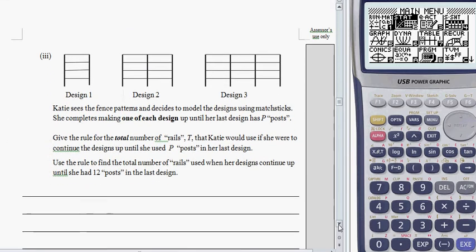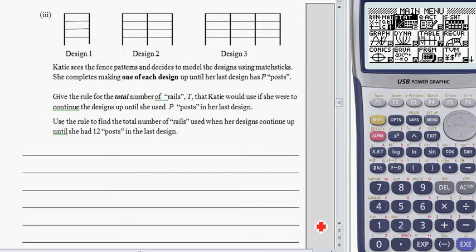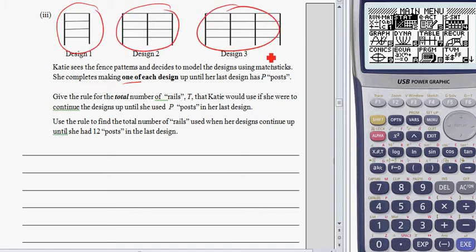Right, on to the next one. Now this is a harder question. Design decides to model the designs using matchsticks. She completes one of each design, so one of those, one of those, one of those, and so on, up until she has P posts in her last one. So this has 2 posts, 3 posts, 4 posts, and she wants to keep going up to a general number, and she's going to make one of each as she goes along. Give the rule for the total number of rails she would use.